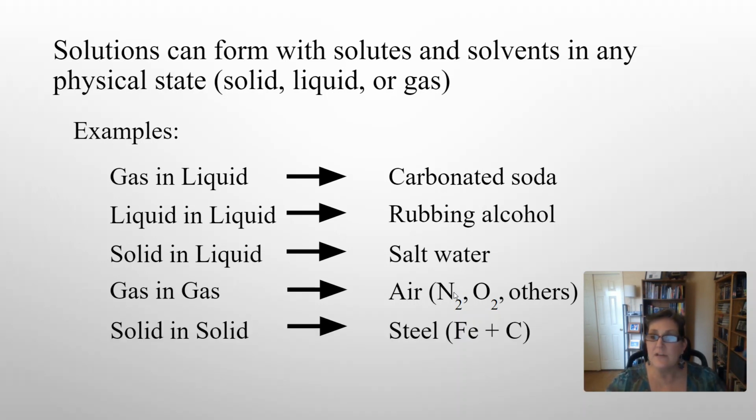And finally, we can have solid-solid solutions like steel. Steel is made of iron with a little bit of carbon in there. It's mostly iron, but a little bit of carbon helps strengthen the iron into steel. So the physical state can be anything, solid, liquid, or gas, in a solution.